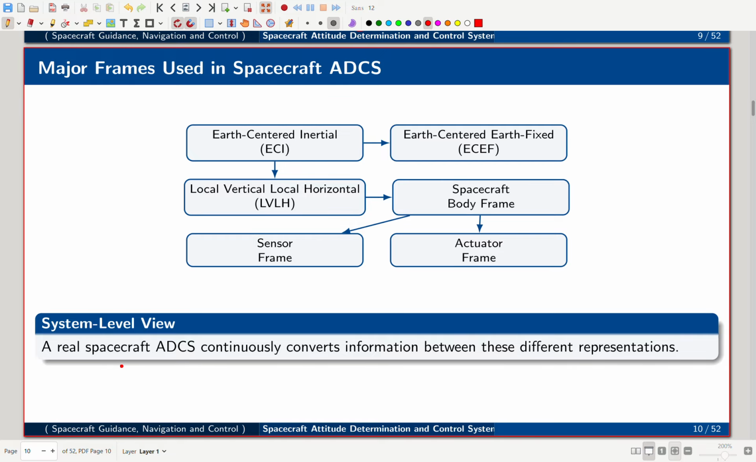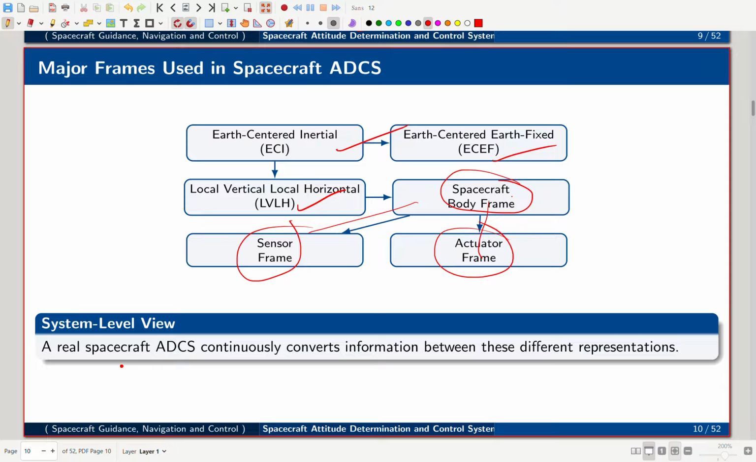So the major frames used in spacecraft ADCS: first is the Earth center inertial, okay. Then Earth center Earth fixed is also used. Then we use the local vertical, local horizontal, okay. Then we use the spacecraft body frame, okay. Then we also use the sensor frame and actuator frame. So these are ECI, ECEF, local vertical local horizontal, spacecraft body frame, sensor frame, and actuator frame.